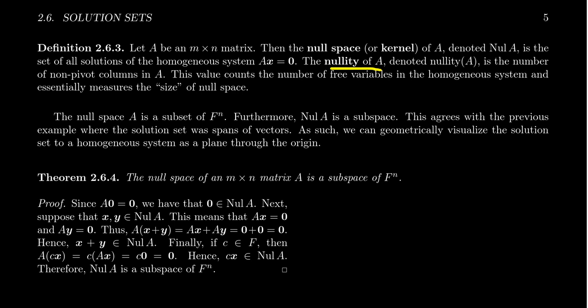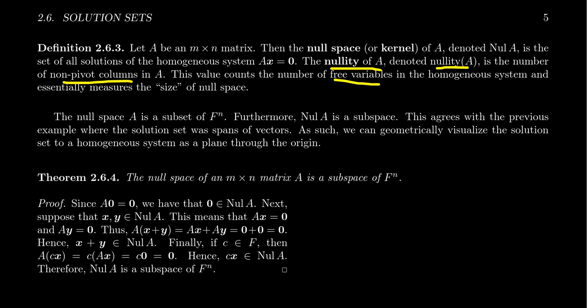We define the nullity of the matrix A, which we'll just call nullity of A, to be the number of non-pivot columns in A. This is significant because the non-pivot columns correspond to free variables. And we've seen before that a homogeneous system has non-trivial solutions for the free variables it has. So if we count the free variables in a system, that essentially tells us how big the null space, aka the solution set of the homogeneous system, is going to be.